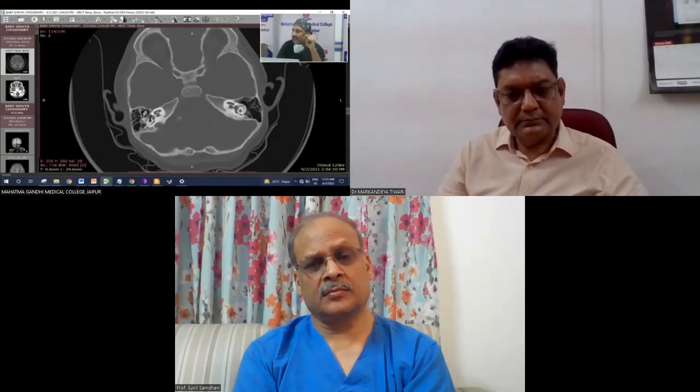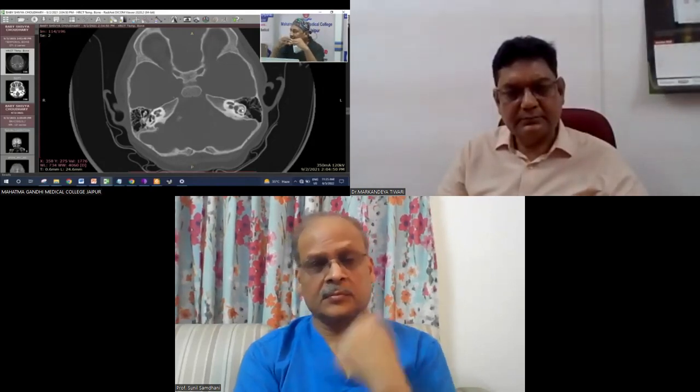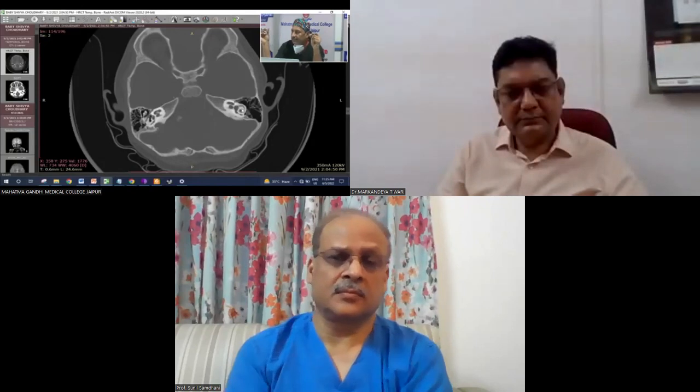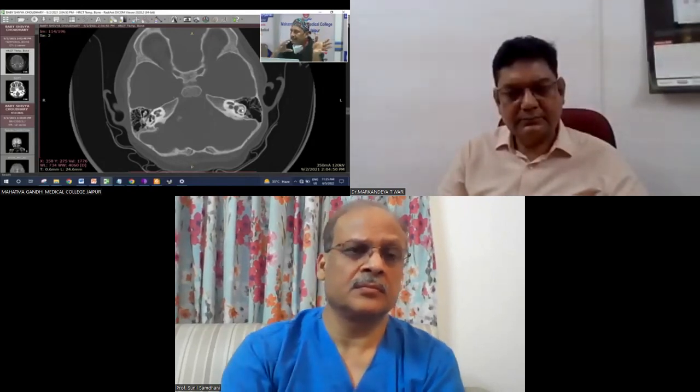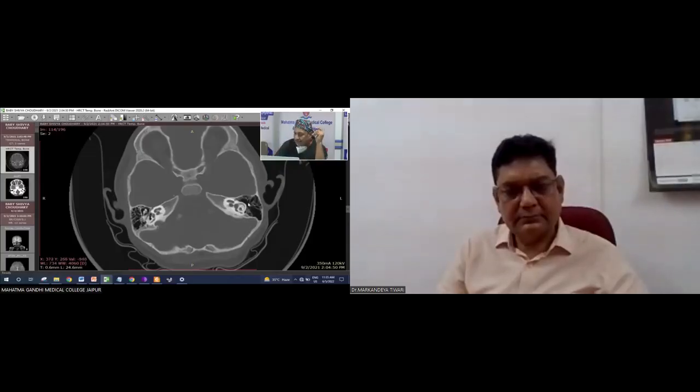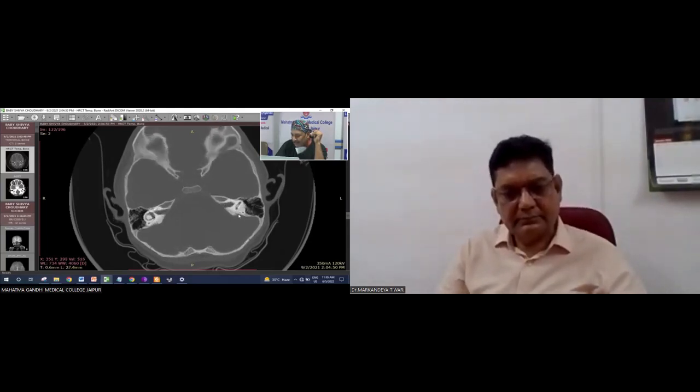The dimension of the vestibule is very important. Many a times, in many of the malformations of the inner ear, enlargement of the vestibule is one of the associated malformations along with the cochlear malformation, and we need to be very careful not to overlook this anatomy if it is enlarged. An enlarged vestibule and an enlarged vestibular aqueduct.